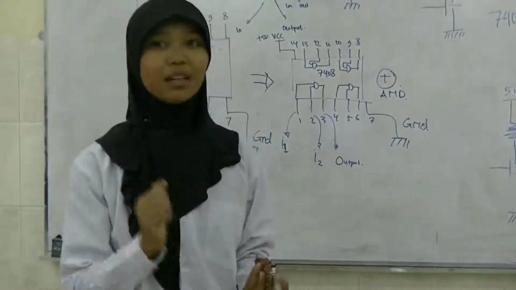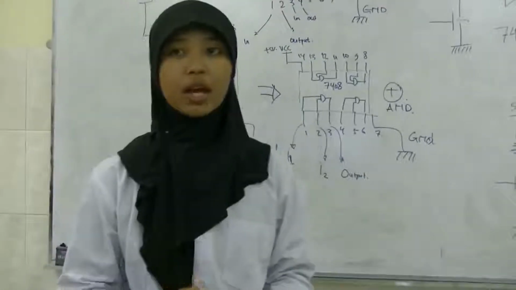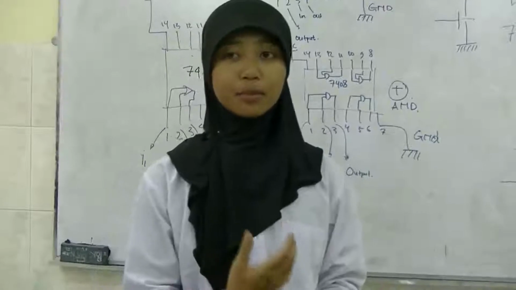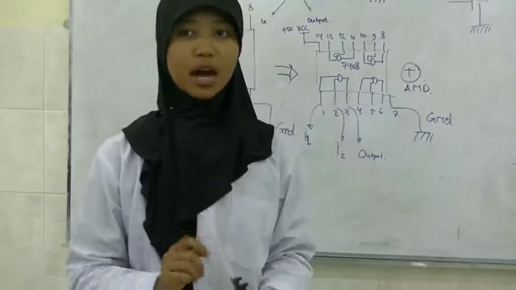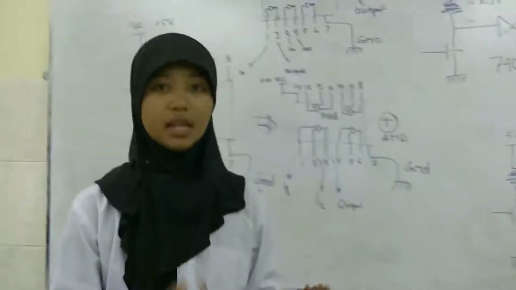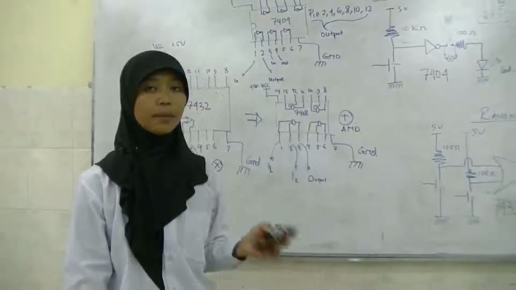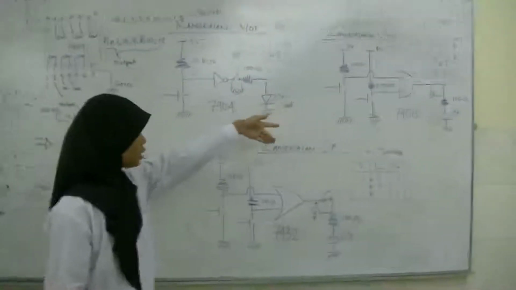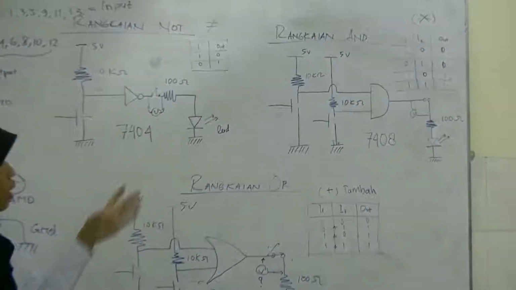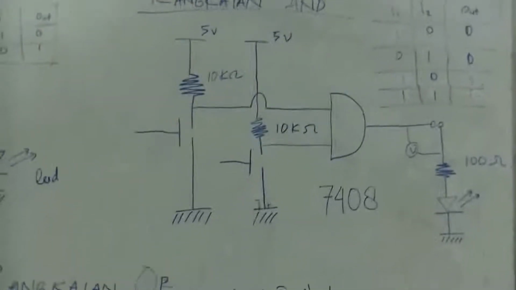The second, AND gate. An AND gate is a logic gate consisting of two or more inputs and only one output. The AND gate output will be high only if all inputs are high. And if one or more inputs are logic low, the output will be low. The Boolean algebra equation for the AND gate is Y equals A times B, in Boolean algebra the AND gate operation is marked by a times sign or a point. The picture of the AND circuit is like this. This circuit contains three resistors, one IC, and one LED lamp.